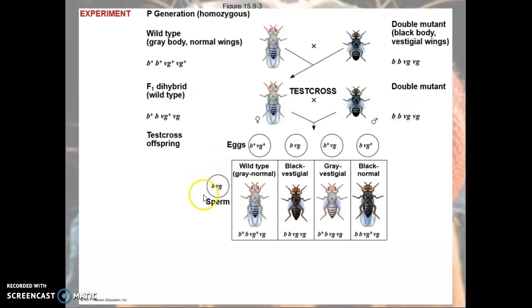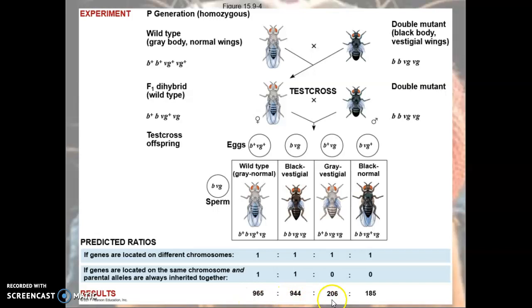And if this is a normal Punnett square, what you end up with is that you should get one fourth, one fourth, one fourth, one fourth. But he didn't get that. Here's what he got. He got a whole bunch of these two, and very few of these. The bunches of these were just like the original parents. And so that got him thinking about something.